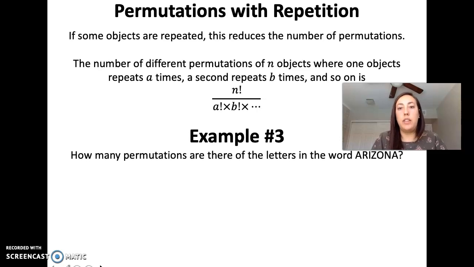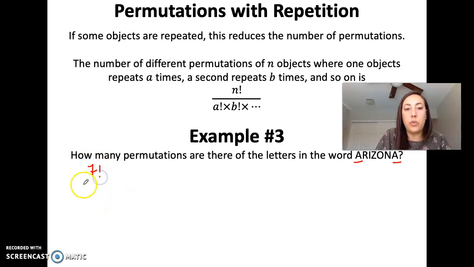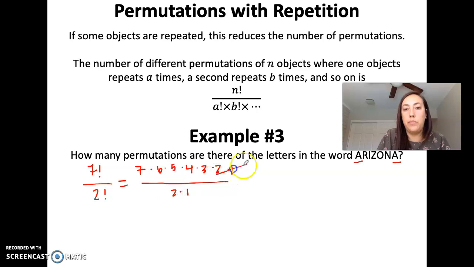How many permutations are there in the letters in the word Arizona? So we're basically looking at how many different ways can we rearrange those letters. But we have a repeat here. A repeats twice, okay? So Arizona has 7 letters total. So 7 factorial, and then since A repeats twice, we're going to divide by 2 factorial. And I'm just going to write this out. 7 times 6 times 5 times 4 times 3 times 2 times 1. And then on bottom, we have 2 factorial, so 2 times 1. So those guys will cancel. We're left with just 7 times 6 times 5 times 4 times 3, which gives us 2,520 different ways we can order those letters.